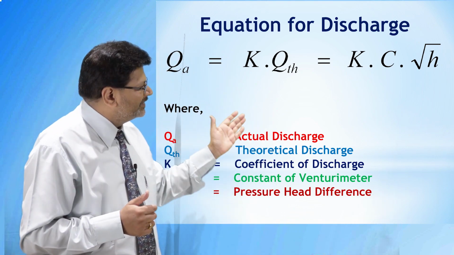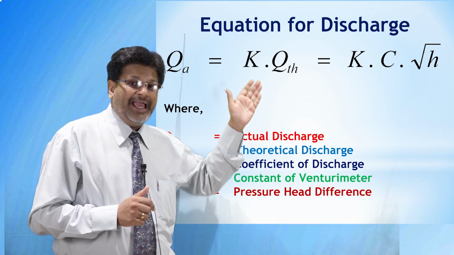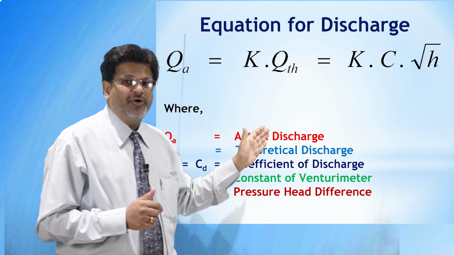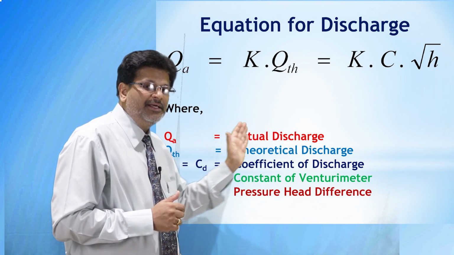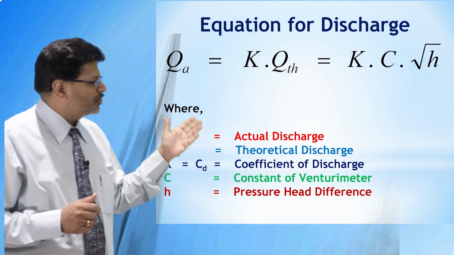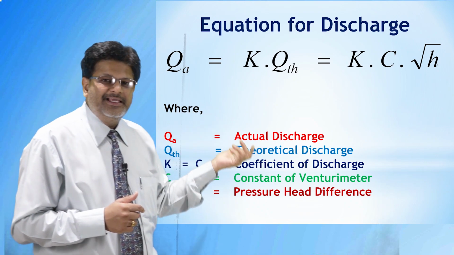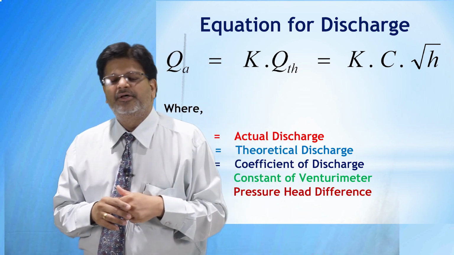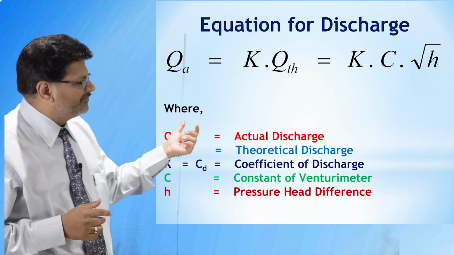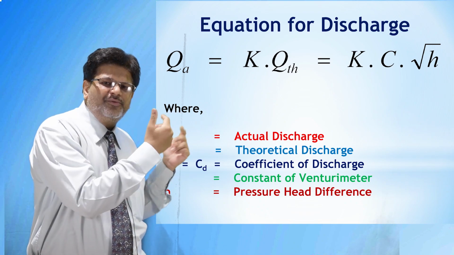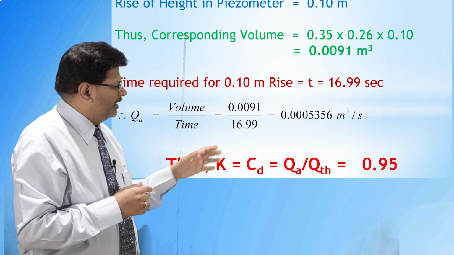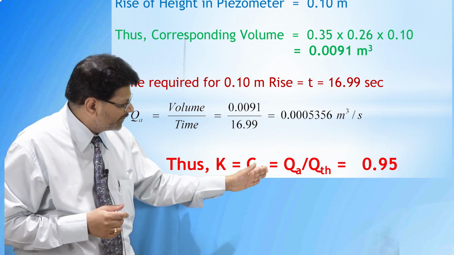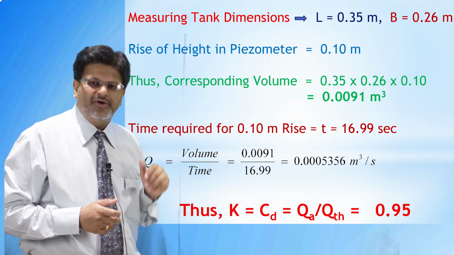So by using this equation we can get the actual discharge, but theoretical discharge is obtained by using the formula Q theoretical is equal to C root H, where C is the constant of venturimeter and H is the mercury head difference converted into equivalent head of water. So it is the pressure difference between the two limbs of the differential mercury manometer. After that, the calculation of CD is like this: CD is equal to the ratio of Q actual upon Q theoretical.